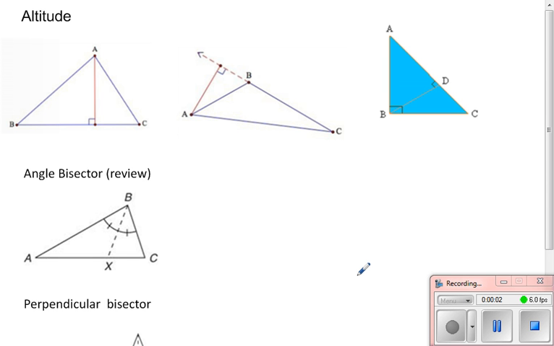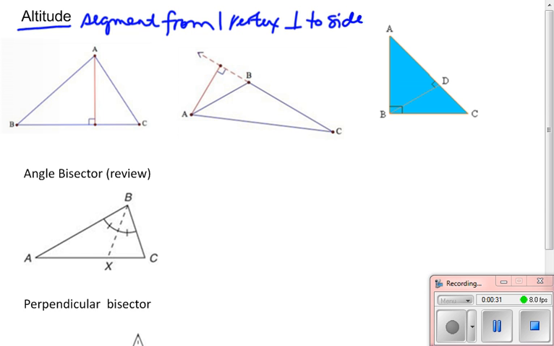In continuing our notes for section 3, we have some very specific kinds of lines that can occur in triangles. And knowing what they are, they give us different information. So if you have an altitude, that is a segment from one vertex perpendicular to the side opposite.